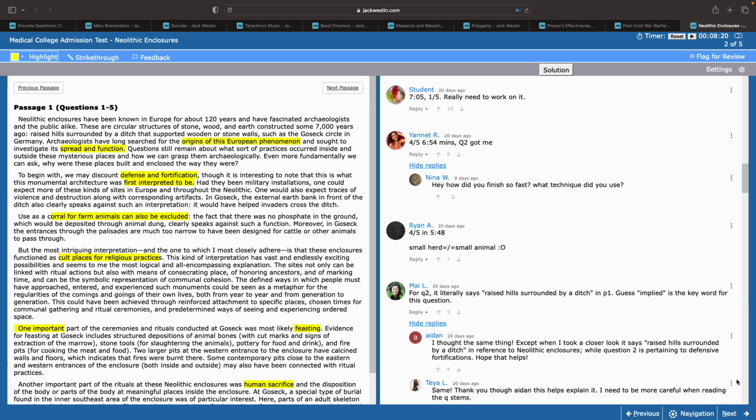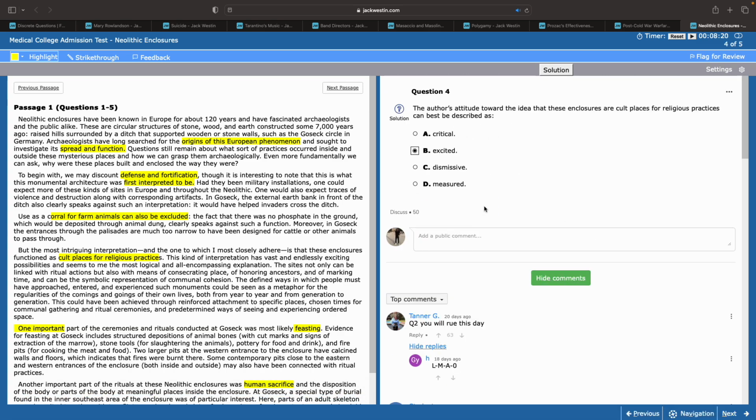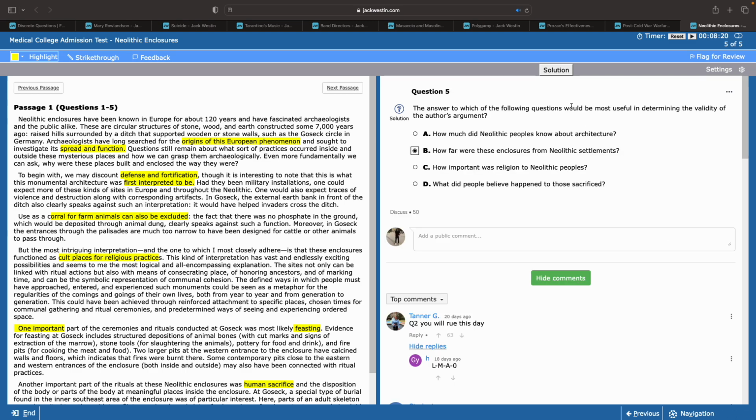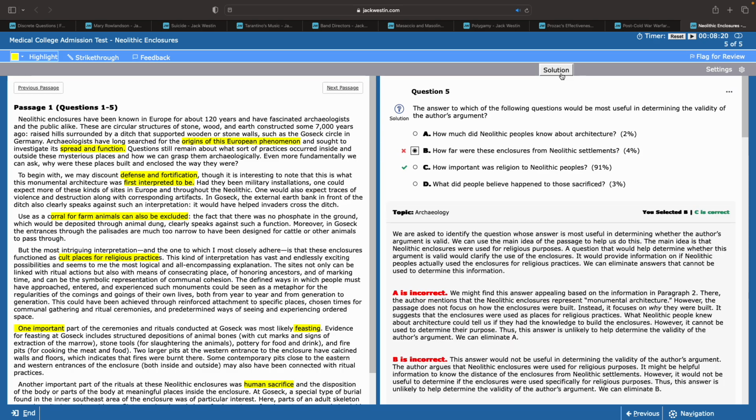I think question 4 was easy, right? Yeah, it's in the passage. The author said it, you have to look for the words near the idea, the size of the enclosure entrances. The claim that these enclosures are not farm quarters is based mainly on the size of the enclosure entrances. This one also got me. Should have chosen C.